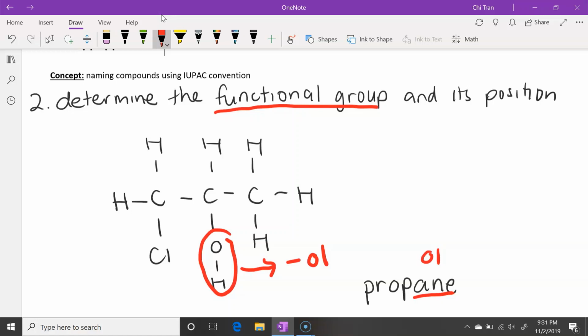So moving on, we need to determine its position as well. Let's actually indicate that in green. And its position is on the second carbon. So we can alter this name and we would have something like propan-2-ol.